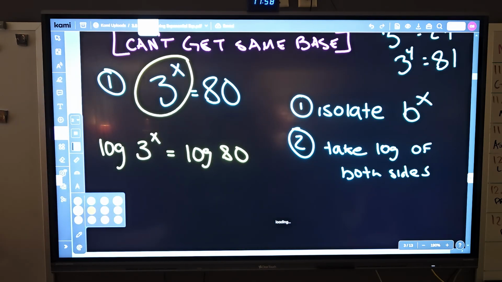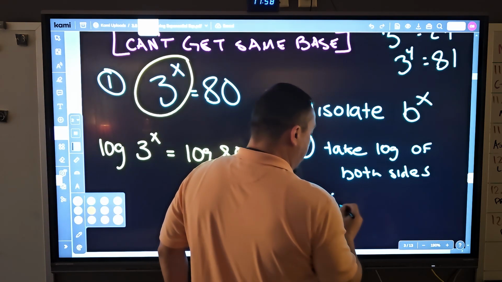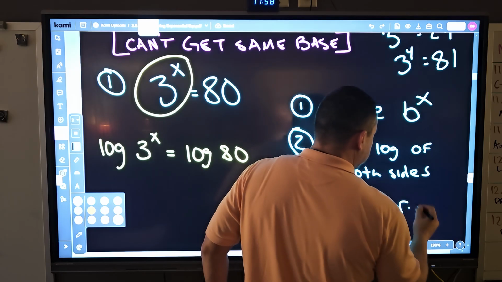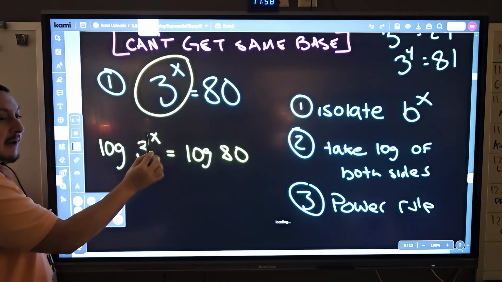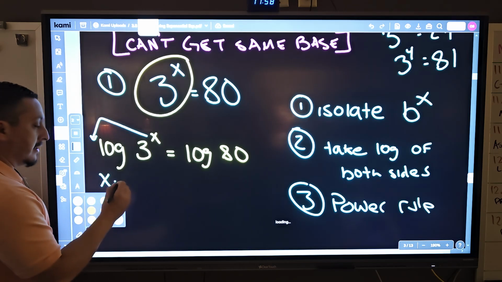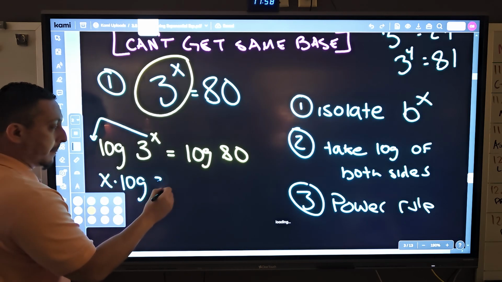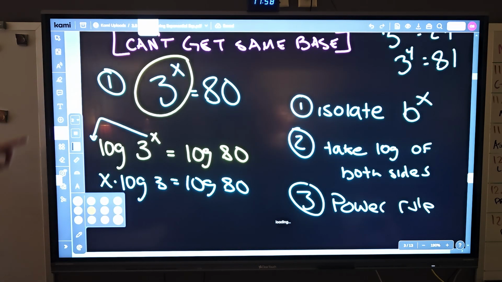Now, the question is, why would we want to do that? Okay, and there's only one single reason why we want to do that. Because if we do that, and this is step 3, then we can use the power rule. Again, that power, that's hard for us to solve a power, but we can bring it down, and then it's not a power no more. Okay, so it becomes just a regular old x. So that's the purpose of doing the log of both sides.